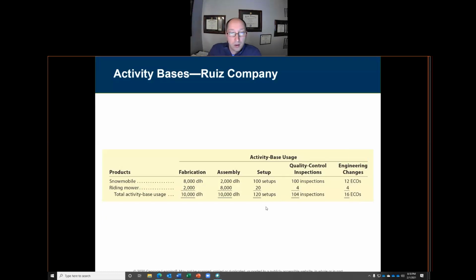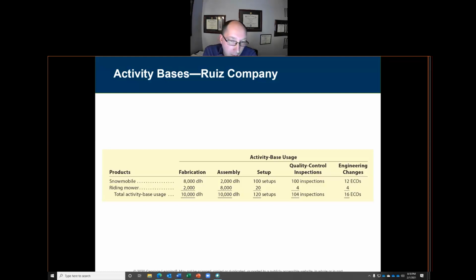Okay. Now, here we go. 10,000 hours in fabrication, 10,000 hours in assembly. Total. 8,000 for the snowmobile, 2,000 for the riding lawnmower in fabrication, 2,000 for the snowmobile, 8,000 for the lawnmower in assembly.